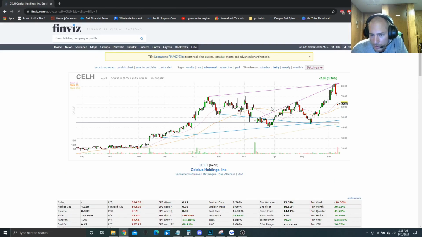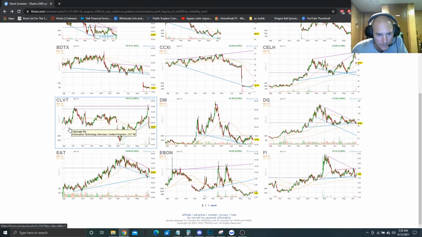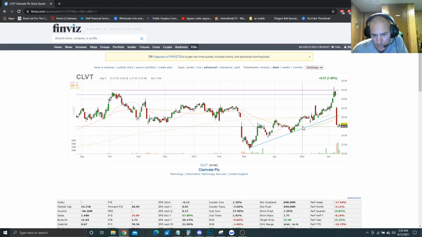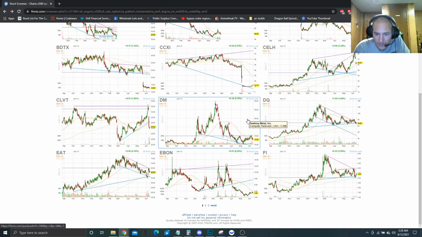This is a possible, but this gap down is very concerning to me, so I'm going to pass on that one also. This could be finding some support off of a gap. Technology stocks are probably not doing very well in general today. There was some bad news for tech stocks that came out today. Yeah, I don't like that.